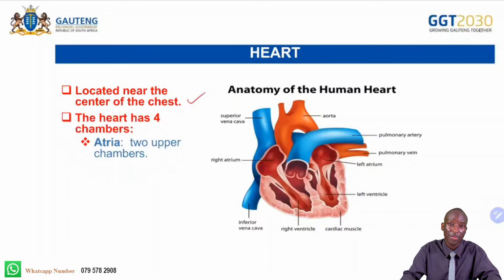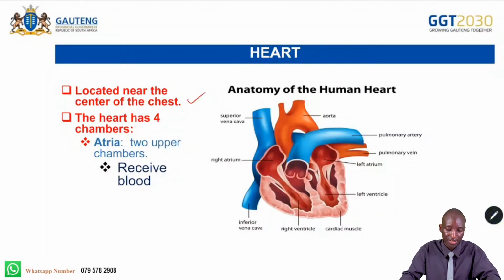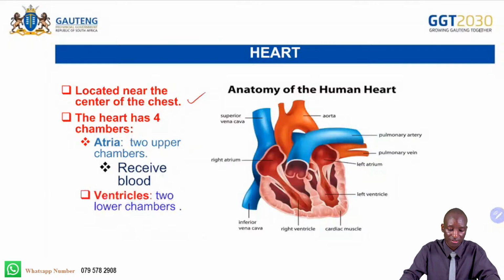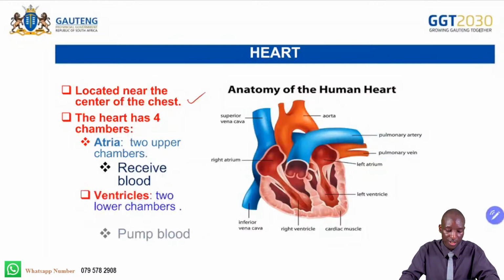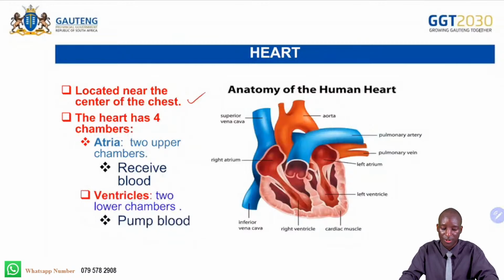As you can see from that image of the heart, what's the function of these? They are the ones which receive blood. Then I've got the ventricles. These are the 2 lower chambers, and they are called ventricles. They are the ones which pump blood.